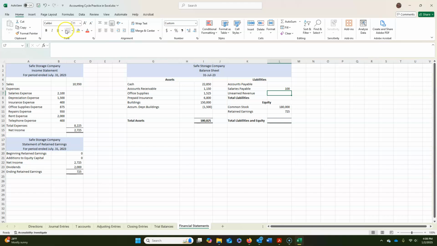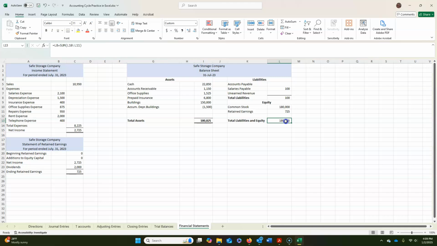So we have our total liabilities, which is $100. We add all three of these together. And then we have total liabilities plus equity. And our balance sheet balances, so our records are great.